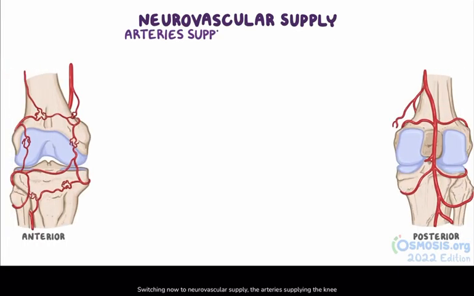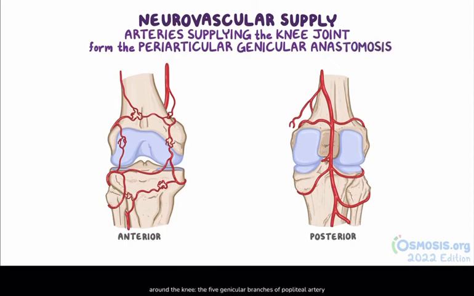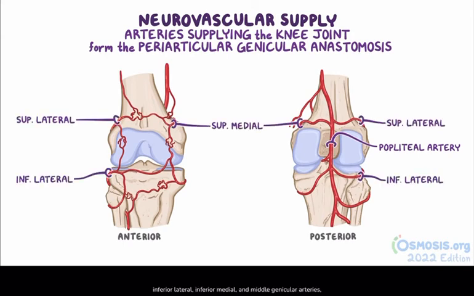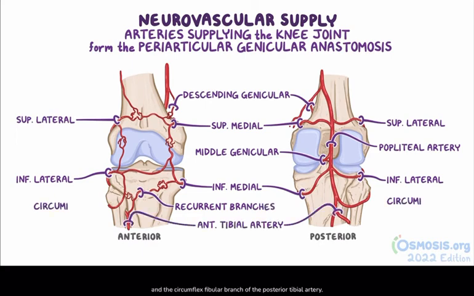Switching now to neurovascular supply. The arteries supplying the knee joint are the vessels that form the periarticular genicular anastomosis around the knee. The 5 genicular branches of the popliteal artery include the superior lateral, superior medial, inferior lateral, inferior medial, and middle genicular arteries, the descending genicular branch of the femoral artery, the descending branch of the lateral circumflex femoral artery, 2 recurrent branches of the anterior tibial artery, and the circumflex fibular branch of the posterior tibial artery.